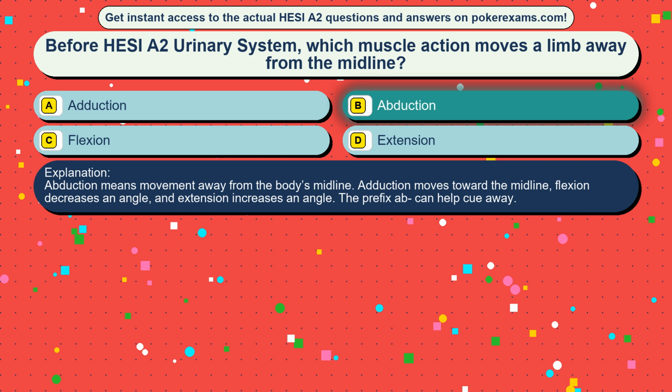Adduction moves toward the midline, flexion decreases an angle, and extension increases an angle. The prefix AB can help cue away.